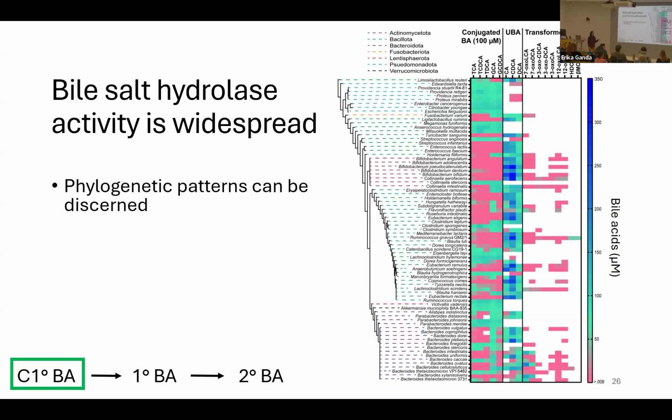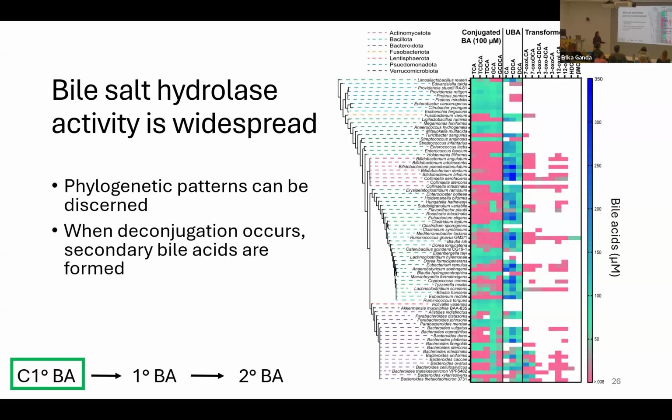We can discern phylogenetic patterns from this behavior. Like I mentioned, the Pseudomonodota don't really deconjugate or transform any bile acids, whereas the Bifidobacteria do both types of deconjugation, taurine and glycine. And we did see that when deconjugation occurs, secondary bile acids were also produced. So pretty consistent with what the literature said at this point. Great.